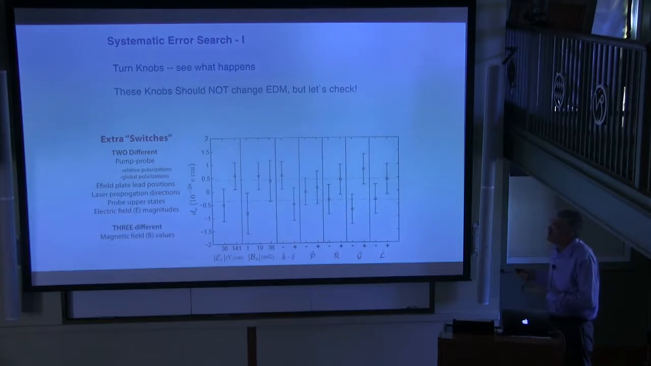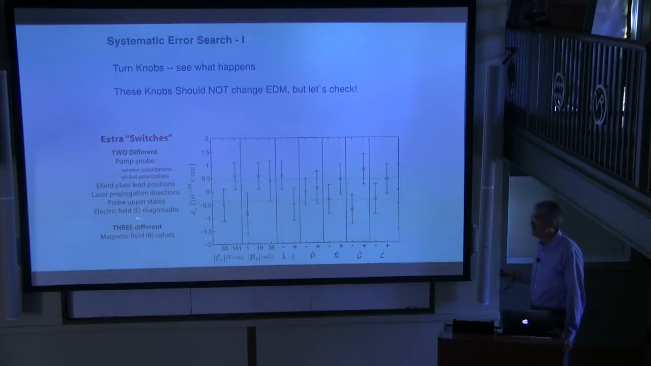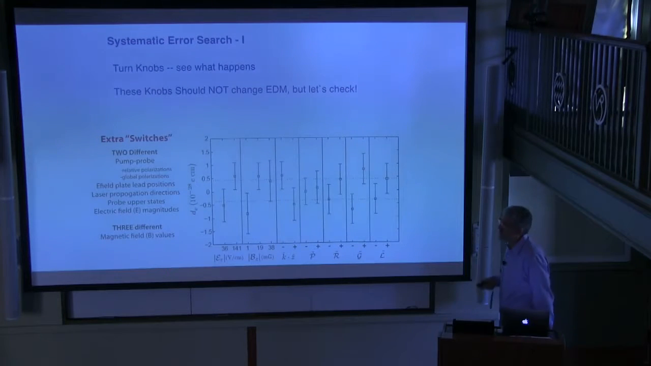How do you search for these systematics? Well, one thing you can do is just do extra switches, right? For example, one can just do the experiment at two different electric fields. This is actually the first time that an EDM experiment had been done at two different electric fields, at least electron EDM experiment.